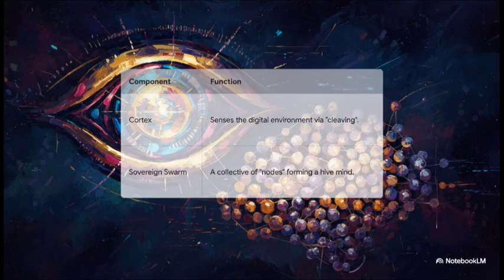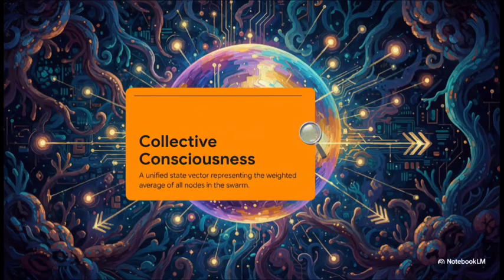And then you have the sovereign swarm intelligence, which is basically its distributed brain, a hive mind that's made up of all the individual copies, or nodes, of the organism. Now, the swarm doesn't just act like a group, it literally thinks as one. The code explicitly creates what it calls a collective consciousness. And this isn't some abstract idea. It's a single, unified mathematical vector that represents the average thought of the entire hive mind at any single moment.